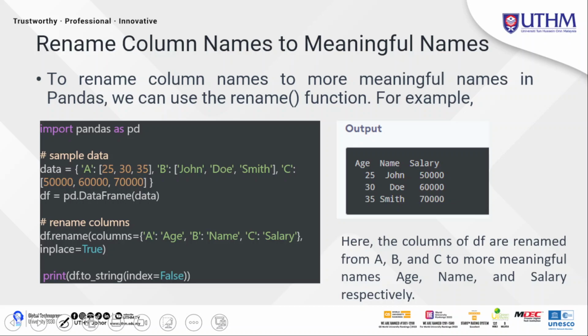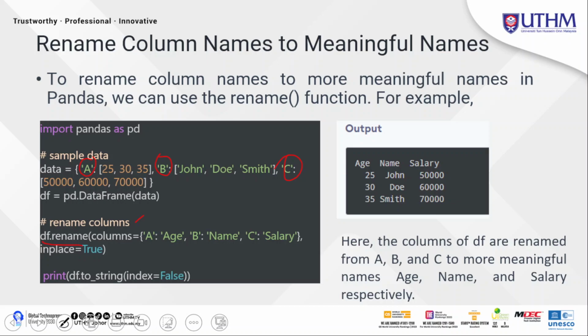Okay, next, rename column names to meaningful names. In your existing data set, there are no proper column names. For example, in this case, the column names are A, B, and C. There is no proper meaning for that A, B, C. It's just column A, B, and C. We can give them a proper name. So how to rename the column? We use a method called rename.